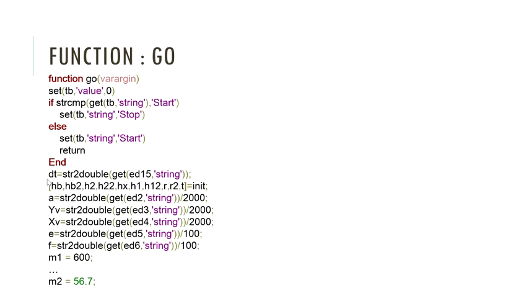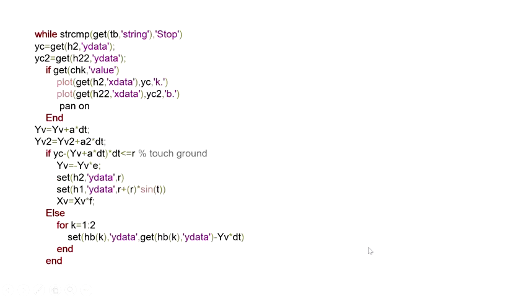Others are the initial speed, gravity, elasticity, and so on. M1 and M2 are the masses of the two balls. These are the masses of the official basketball and tennis ball. The first four lines are for plotting out the path.